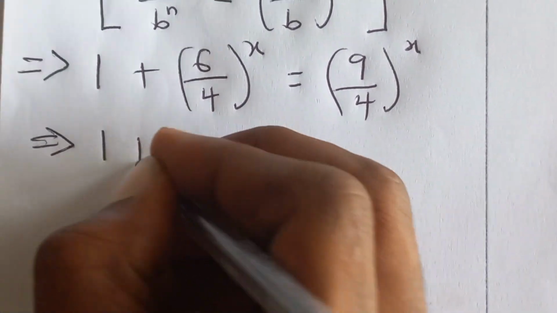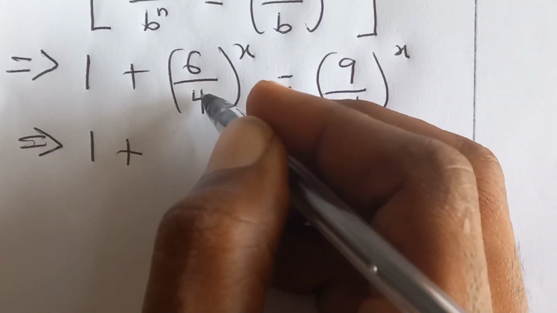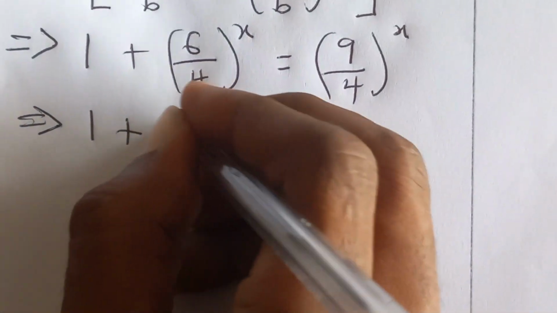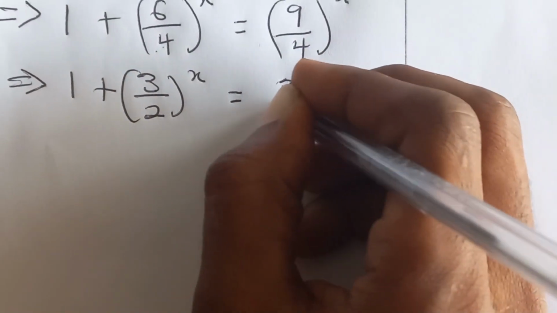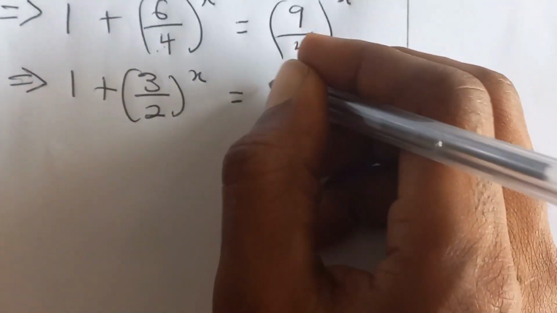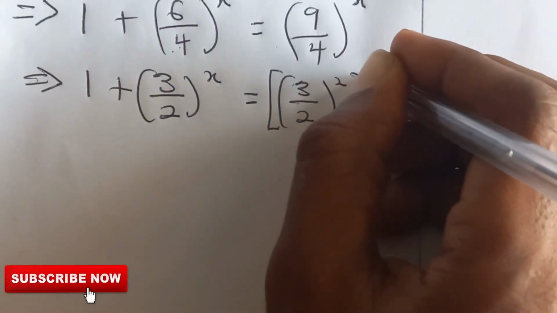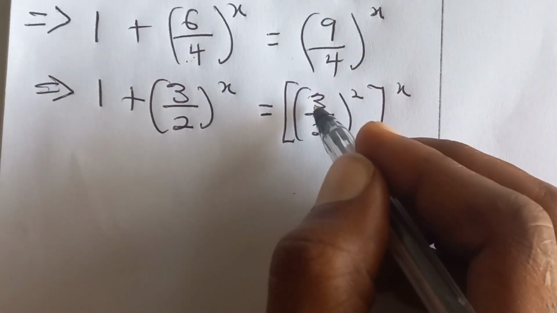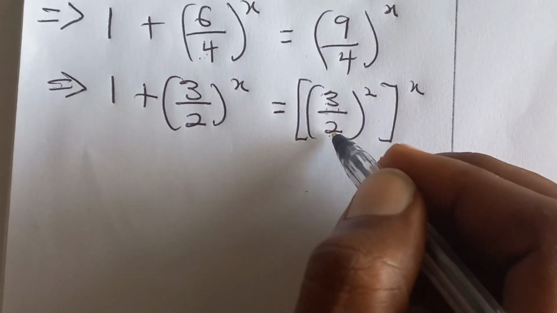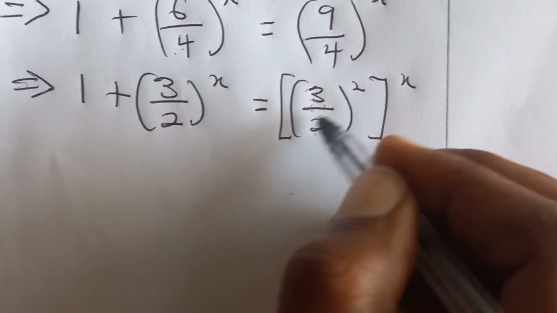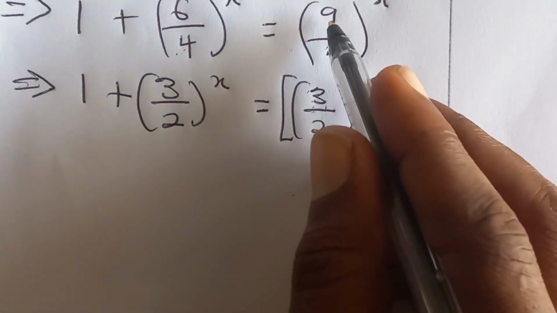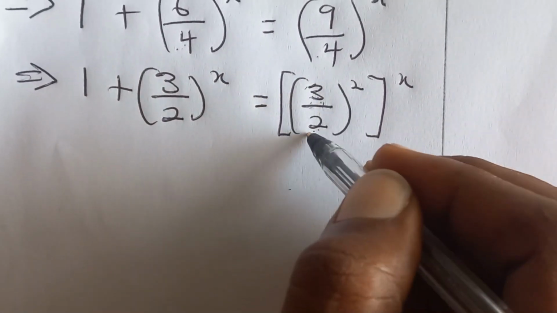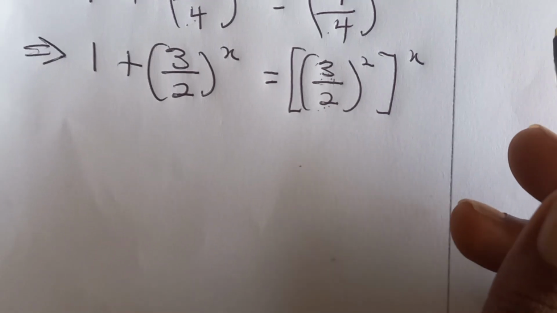We are going to get 1 plus... 2 goes into 4 how many times? It goes 2, and it goes into 6 3 times. So we are going to get 3 on 2, and 9 on 4 is (3 on 2) all squared, all to the exponent x. We have this expression because square root of 9 is 3 and square root of 4 is 2. So when you want to get our 9 on 4 back, it is possible because 3 squared is 9 and 2 squared is 4. Okay, good.